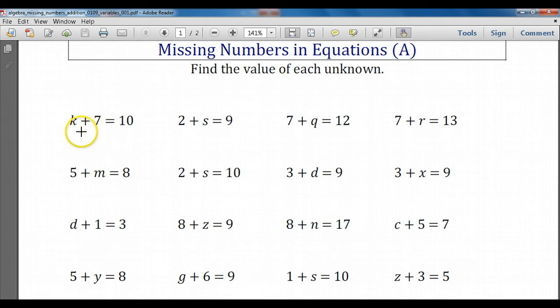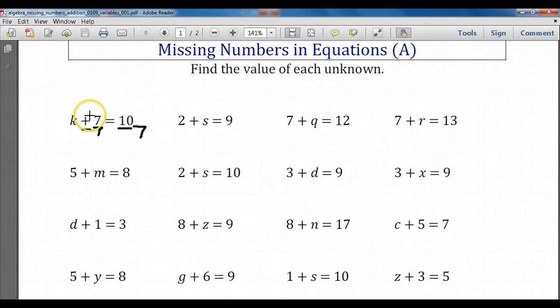What I need to do is get rid of this positive 7, to get it down to 0. How do I get positive 7 to 0? I subtract 7. So I'm going to subtract 7 here. Now remember what I said, you have to do the same to both sides. So if I subtract 7 from this side, I have to subtract 7 from this side.